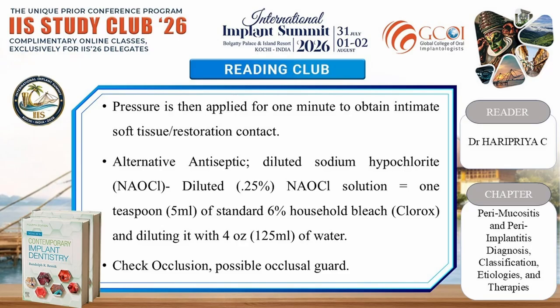Alternative antiseptic: diluted sodium hypochlorite. A 0.25% hypochlorite solution is equal to 1 teaspoon, that is 5 ml, of standard 6% household bleach or Clorox, diluted in 4 ounces or 125 ml of water. Check occlusion, possible occlusal guard.